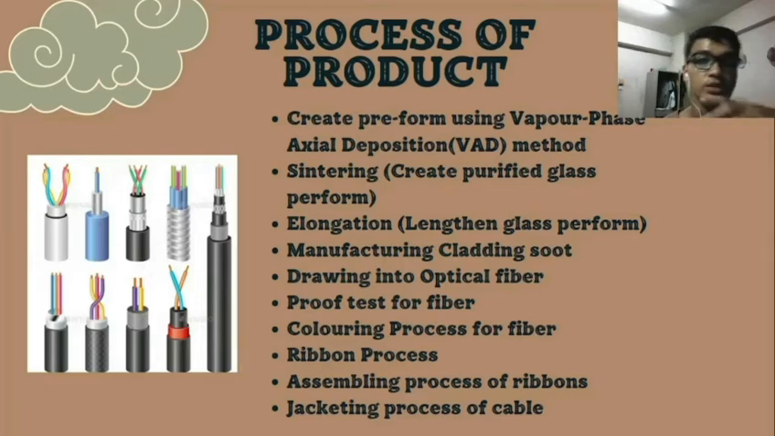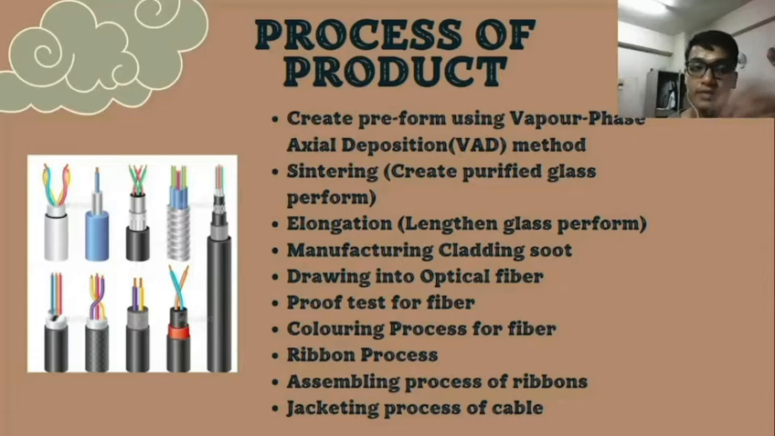Process number one is to create preform using vapor phase axial deposition, which is known as the VAD method. This is also known as the initial stage of making fiber optic glass. For this, we're going to use chiefly silicon tetrachloride and germanium tetrachloride and transform it into glass. To make the core areas for the various types of preforms, these chemicals are mixed in various amounts. Japan was the pioneer of the VAD.